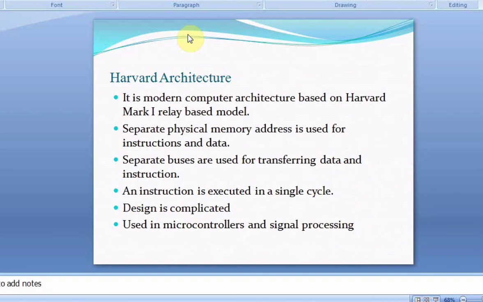If the pipelining strategies are implemented, then in the first stage of the pipeline, the instruction to be executed can be taken from the program memory, and in the second stage of the pipeline, the data is taken from the data memory using the decoded instruction or address. This type of hardware architecture is mainly used in microcontrollers and in signal processing applications. So this is the major difference between the Von Neumann architecture and Harvard architecture.